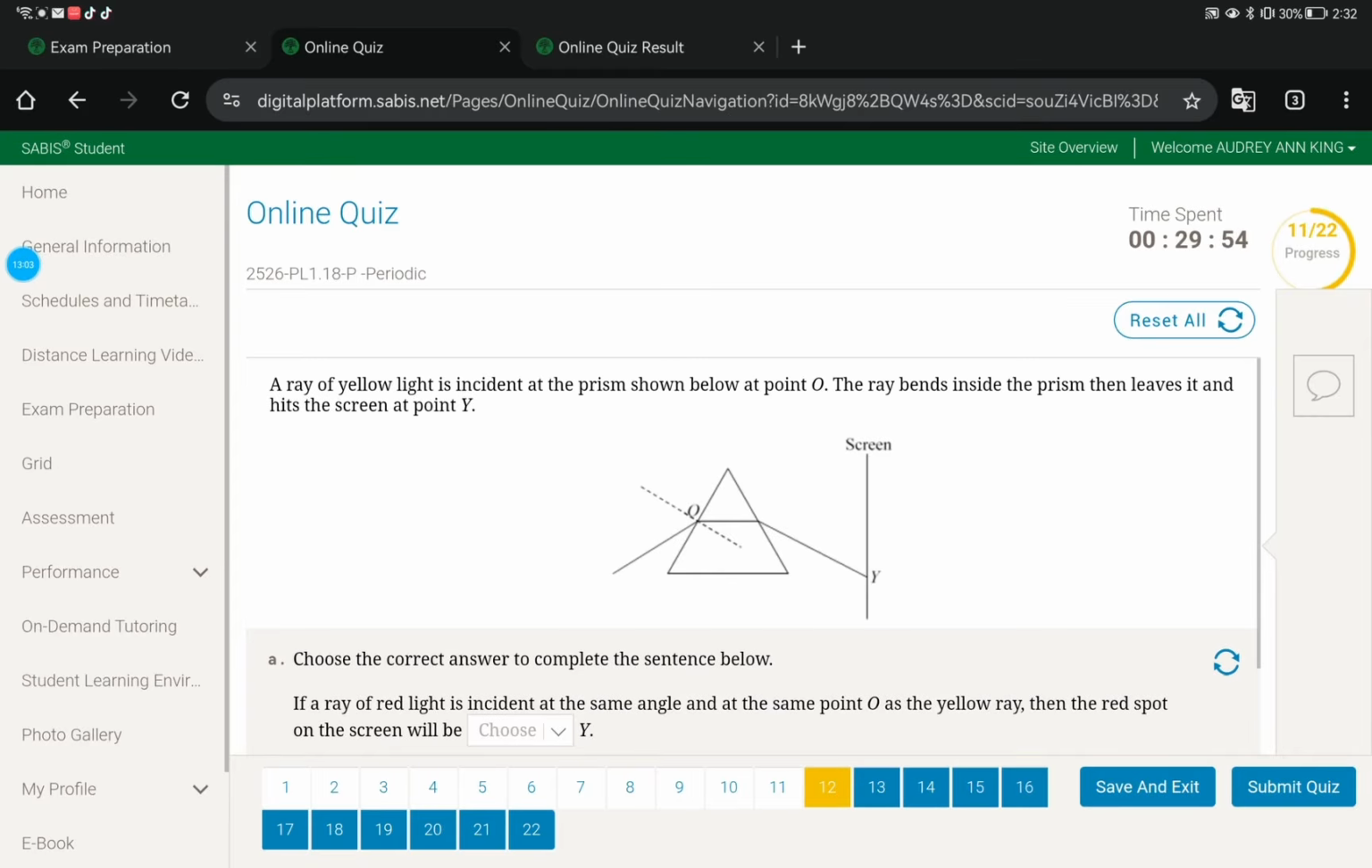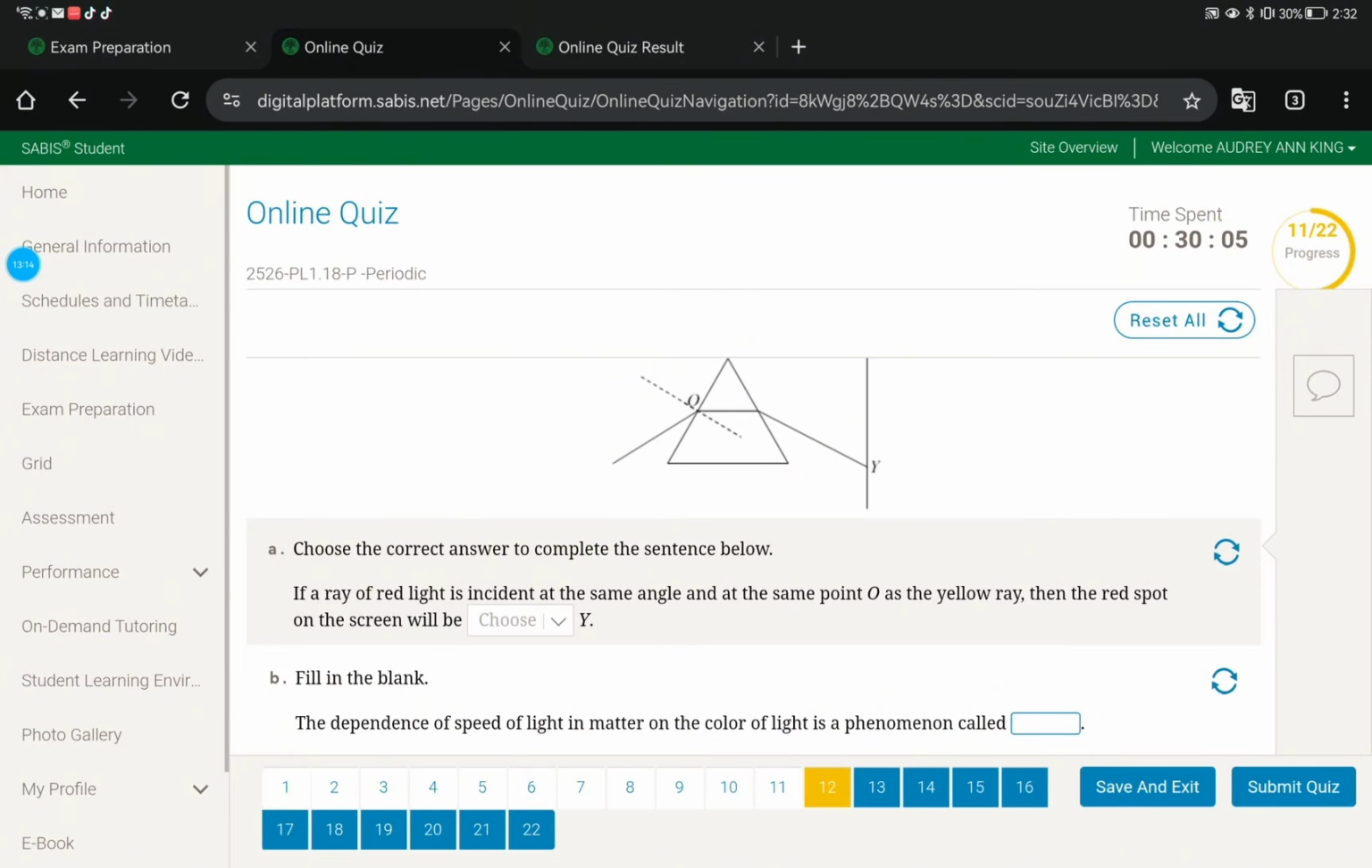what I got. So a ray of yellow light is incident at the prism shown below at point O. The ray bends inside the prism, then leaves it and hits the screen at point Y. If a ray of red light is incident at the same angle and at the same point O as a yellow ray, then the red spot on the screen will be blank Y.